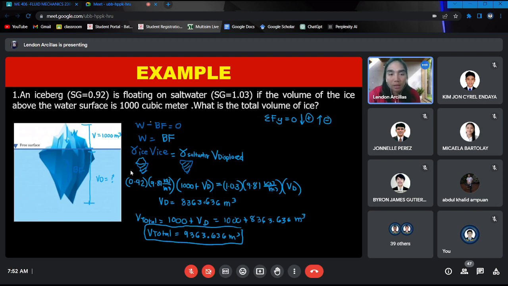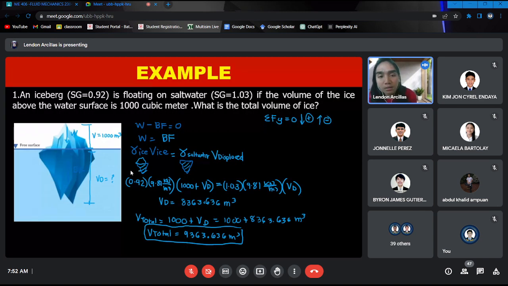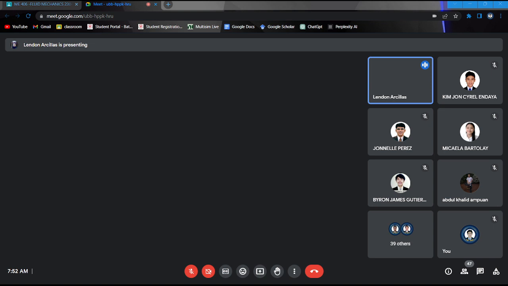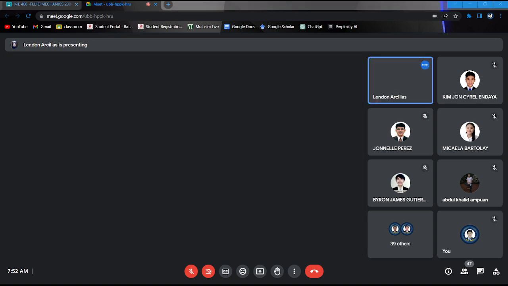Yun lang. Yun yung major idea ng isang buoyancy, wherein yung weight ng isang object is equal to the weight displaced. So, weight is equal to buoyant force. So, to find the weight and buoyant force, magkapareho lang kasi sila. That is the specific weight of the substance times the volume of the total substance. Kung sa BF naman or sa buoyant force, ganun din. Specific weight ng naka-displaced na object, which is equal to the displaced water, displaced liquid times the volume displaced.